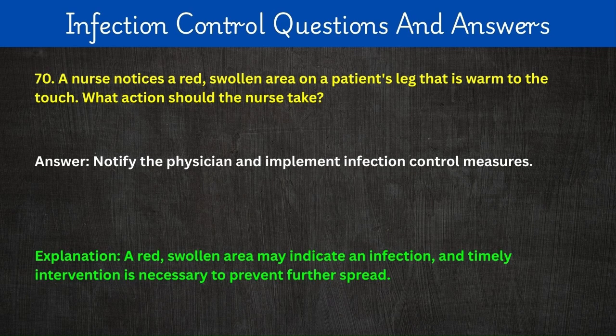70. A nurse notices a red, swollen area on a patient's leg that is warm to the touch. What action should the nurse take? Answer: notify the physician and implement infection control measures. Explanation: a red, swollen area may indicate an infection, and timely intervention is necessary to prevent further spread.